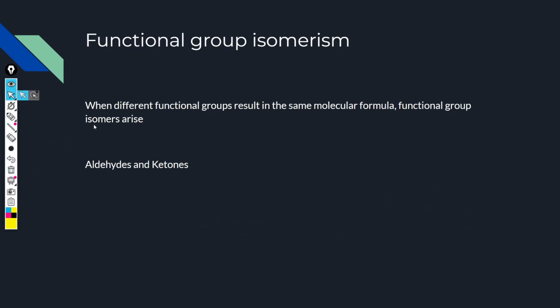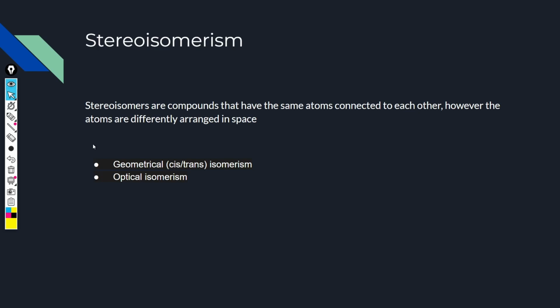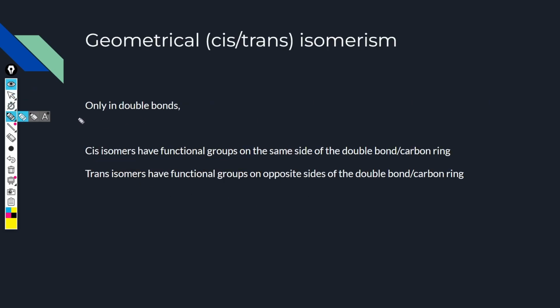Now let's look at the more complex one, which is stereoisomerism, which is basically when the compounds have the same atoms connected to each other, but they're arranged in different ways in space. So there are 2 types, geometrical and optical. The second one is the harder one, which is optical, which is much harder to see. So let us look into what geometrical isomerism is first. As you need to know, it will only happen in double bonds. So this happens when cis isomers have the same functional group on the same side of the double bond, and trans isomers have the functional group on different sides of a carbon double bond.